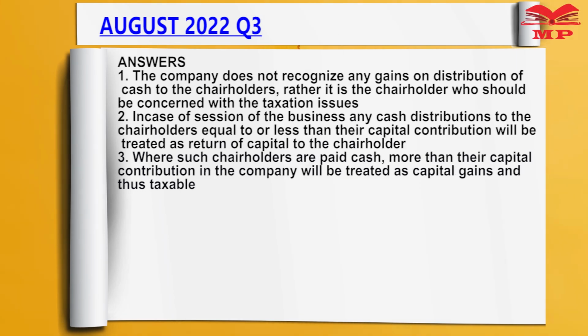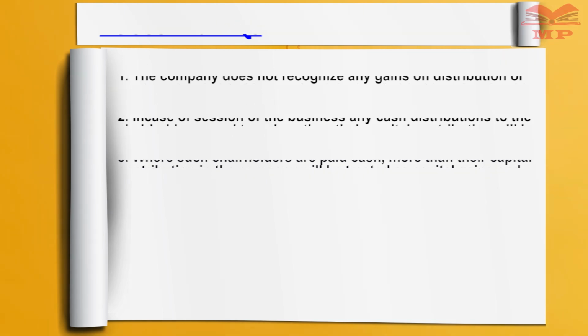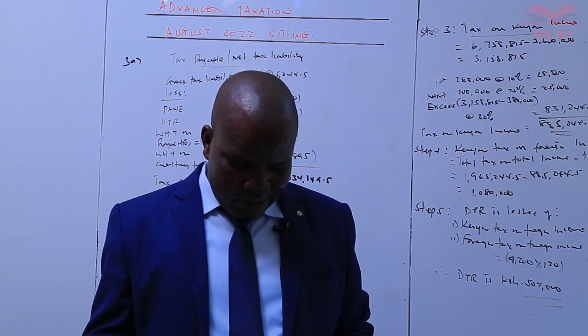1, the company does not recognize any gains in such distribution. Number 2, any cash distributed to shareholders equal to or less than their investment in the company will merely be treated as return of capital on investment, or rather return of capital to the shareholders. Then 3, in case such cash distributions are more than the shareholders' investment in the company, then the excess amount shall be treated as capital gains, which will attract a 5% withholding tax, which will be final tax on such shareholders. That was 3C, Roman 2.